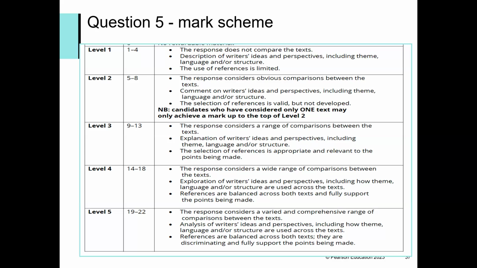The second bullet point deals with the ideas and perspectives. So in level 1, it would be descriptive. In level 2, there would be comment. In level 3, explanation, as we saw before. In level 4, exploration. And in level 5, analysis. And the third bullet point in the mark scheme refers to the references. In level 1, they'd be limited. Level 2, valid. Level 3, appropriate. Level 4, they'd be balanced and they'd fully support the ideas. And in level 5, they'd also be balanced, but they would be discriminating and fully support the ideas.